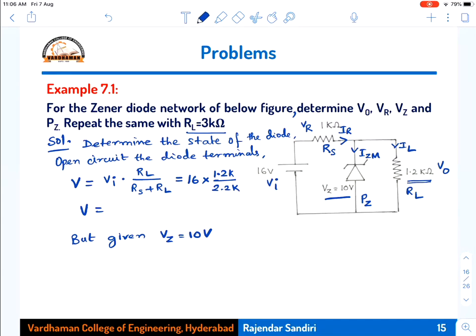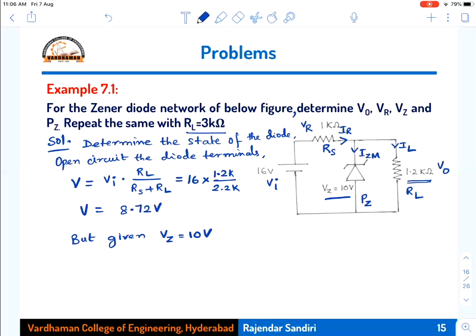Type it in the chat box. 16 into 1.2 divided by 2.2. Take the calculator. Tell me how much is that voltage, V. 8.72 volts. Very correct. 8.72 volts.